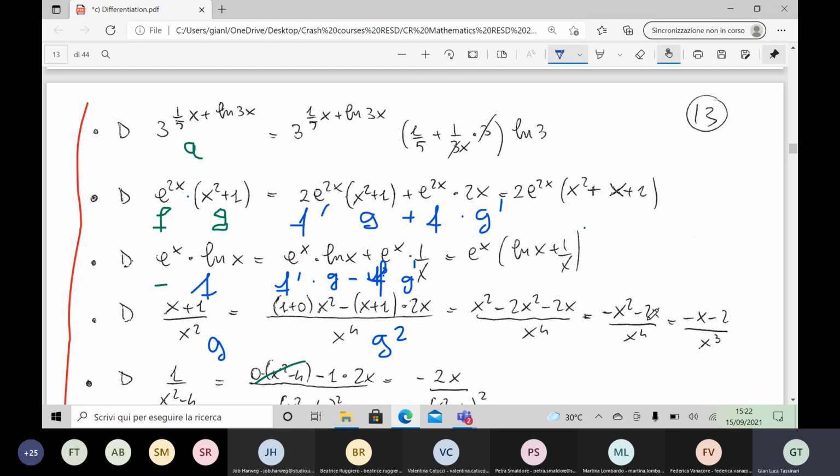And guys, if you want to do an additional step, you can collect, for example, minus x, or as I did here, you can collect x in the numerator. You collect x and you get x times minus x minus 2, divided by x to the power 4. Then you can simplify x with the 4 and put 3 here. And for this reason, you get minus x minus 2 over x to the power 3.